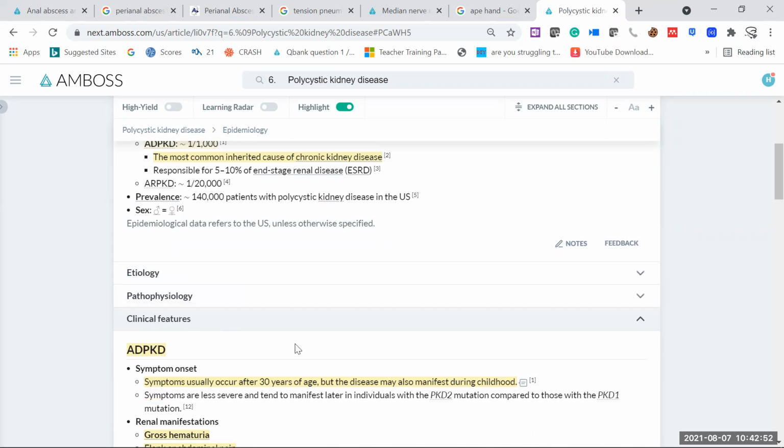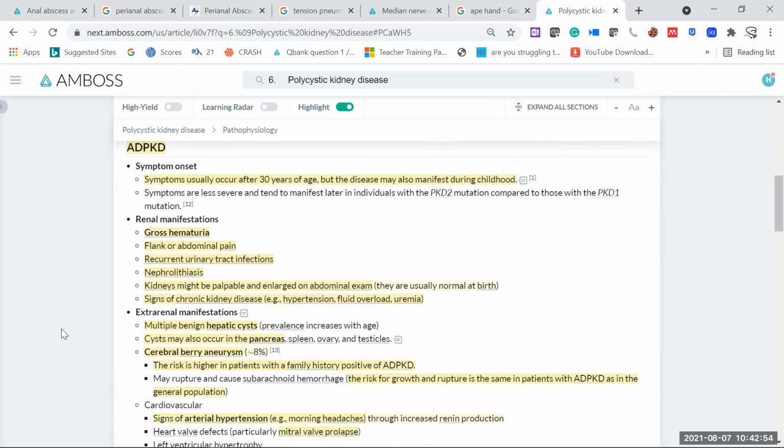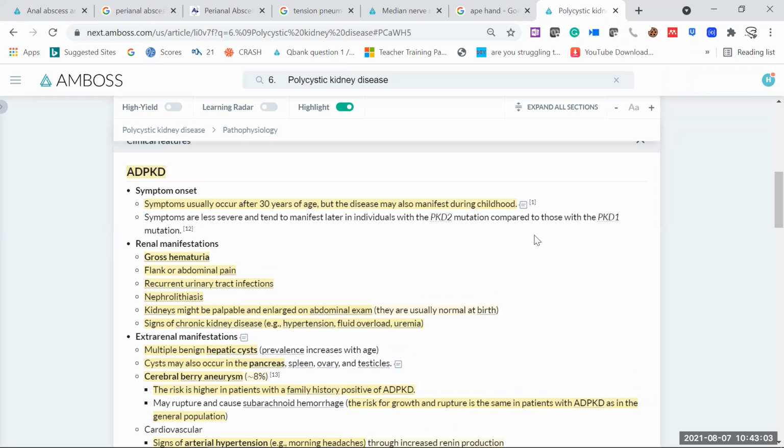Okay, so what is the clinical presentation if the patient is having this autosomal dominant one? The symptoms usually occur after 30 years of age, but the disease may also manifest during childhood. Of course, it's not hard and fast, but usually we see the presentation is quite common in adult patients who are having this autosomal dominant form.